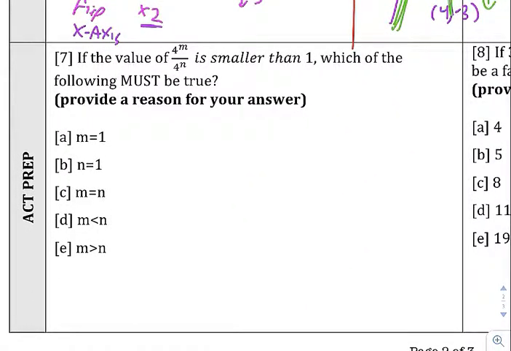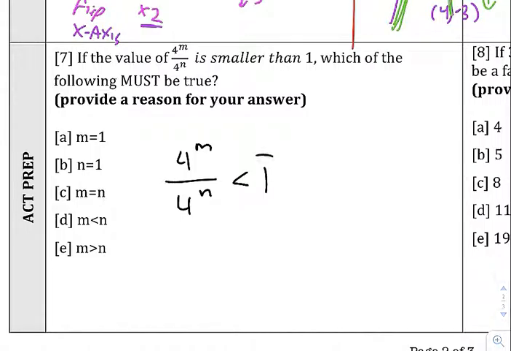All right, let's talk ACT preparation. So if the value of 4 to the m over 4 to the n is less than 1, which of the following must be true? Now notice they both have a base of 4, which is a big clue here, which tells us that what we're really looking at is the powers.